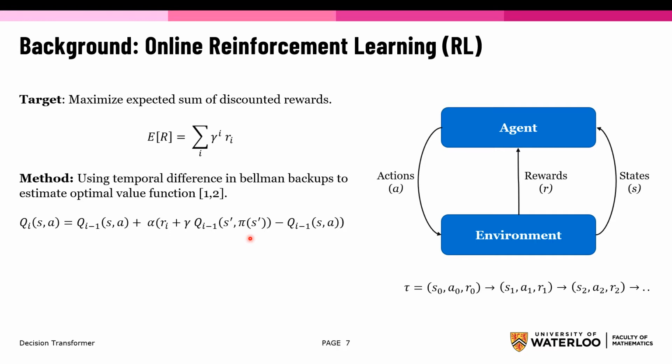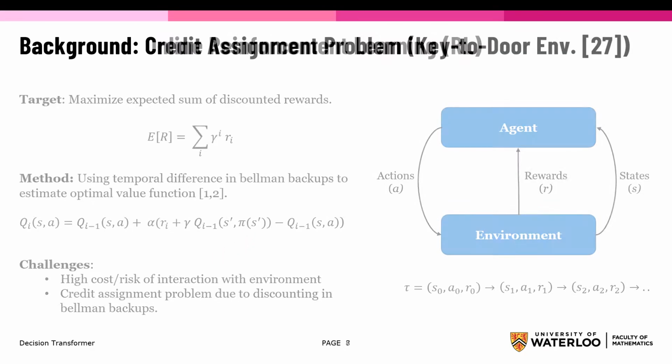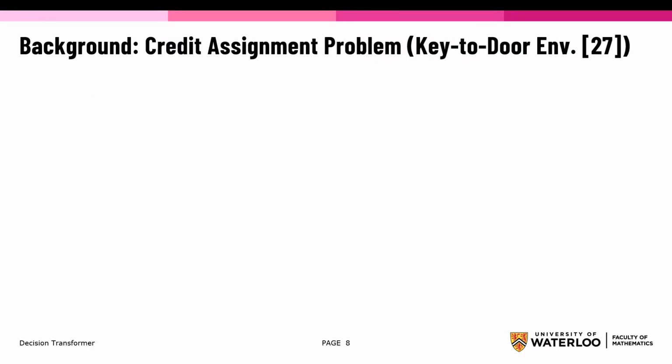For some environments, this can be quite challenging due to the high cost and high risk that we have for interacting with these environments, which happens in robot control tasks, for example. Another big challenge is the credit assignment problem, which happens due to the discounting in the Bellman backups. I would like to quickly go through the credit assignment problem by explaining the key-to-door environment.